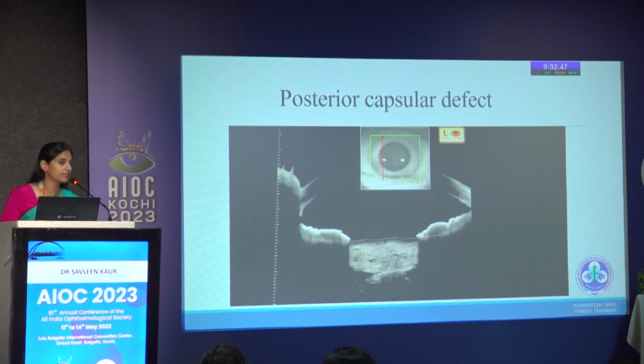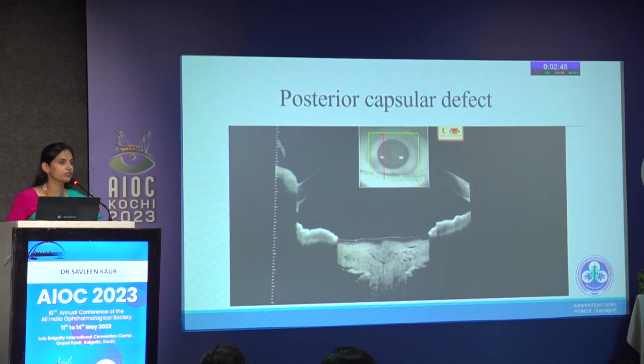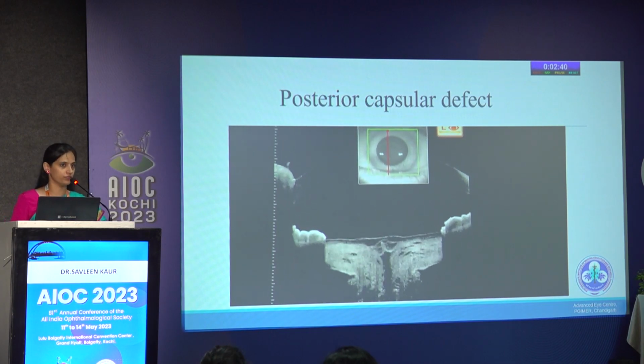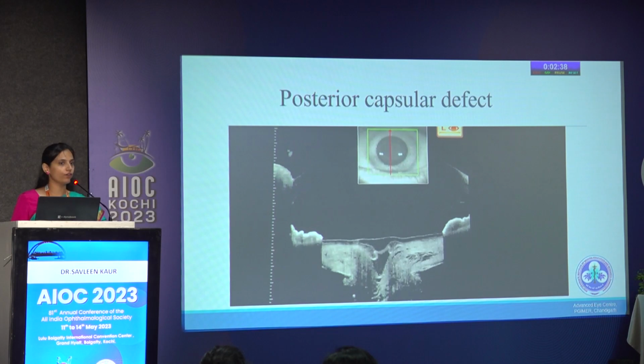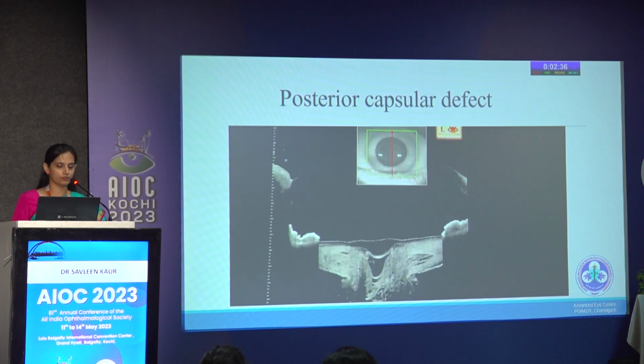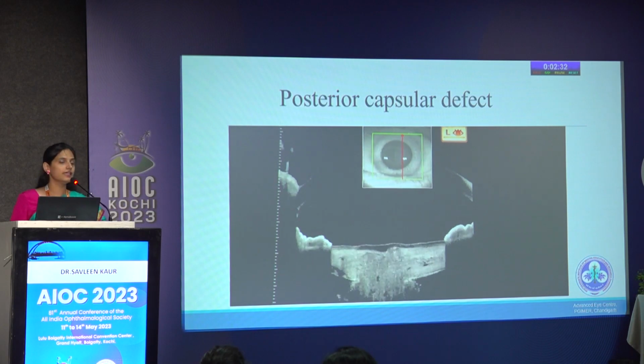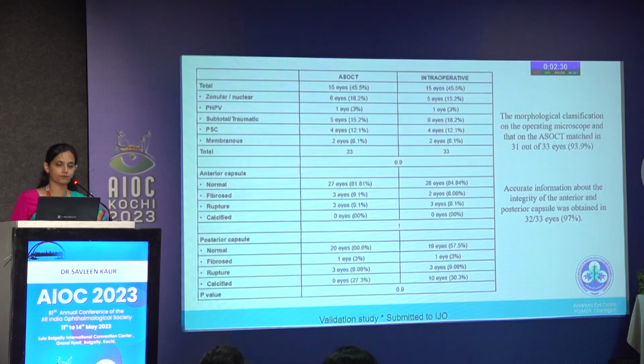In total cataracts, in 2 cases, we could map the posterior capsular defect. As you see, the scan is moving from the nasal to the temporal side. The site and the area of dehiscence of the posterior capsule could be seen, and we could see the herniation of contents into the vitreous in cases where the cataract was white.